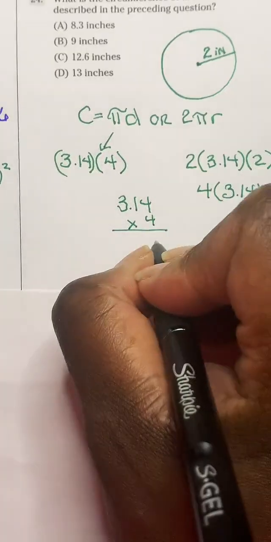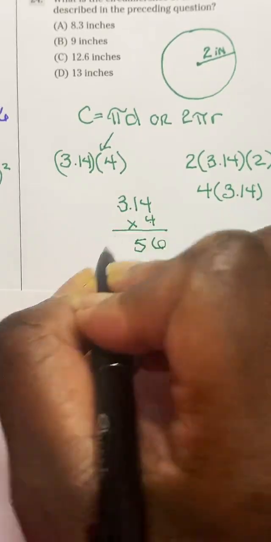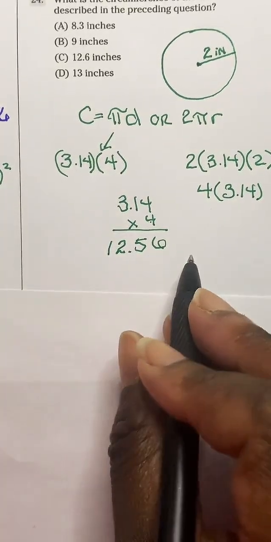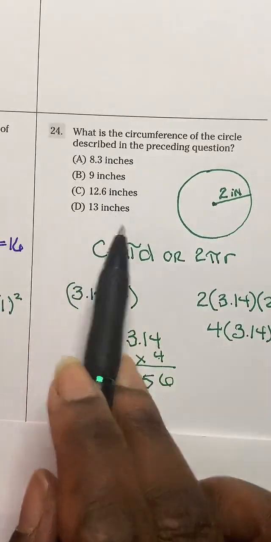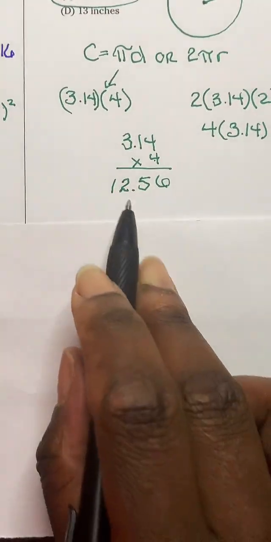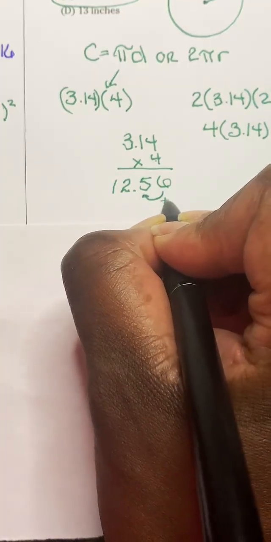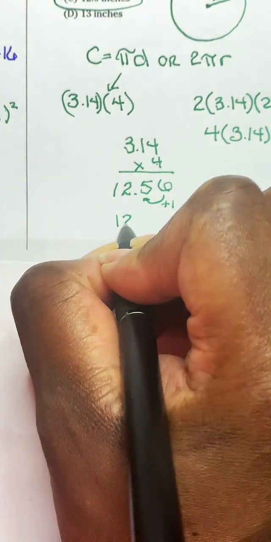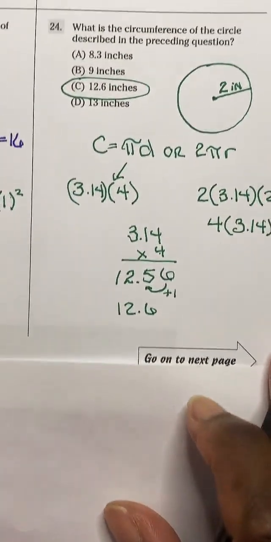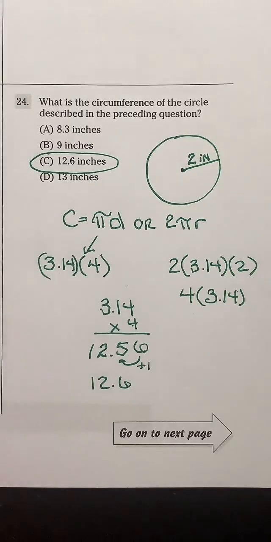So now all we have to do is multiply 3.14 times 4. 4 times 4 gives me 16, carry the 1. 4 times 1 is 4, plus 1 is 5, and 4 times 3 is 12. So I got 12.56, but everything is in the tenths, so right away it should be C. Because if I round that 12.56, 5 and above, giving it a shove, that will give us 12.6. Okay. All right. So that's what I have for today.